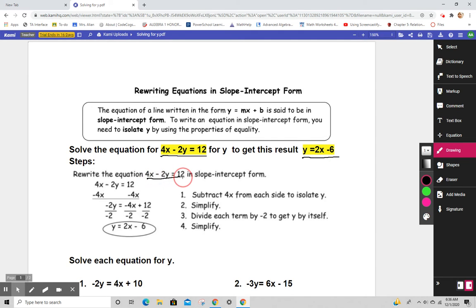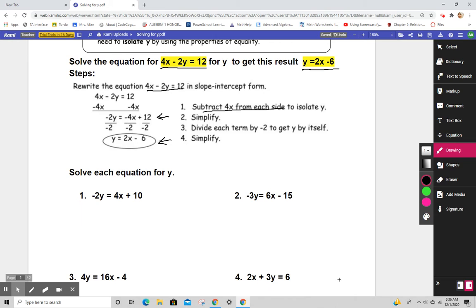So we started with this. We subtracted 4x from each side, as you can see here, which gave us this result. Then we divided each term by 2 to give us this final result. Okay, and that's what we're going to do with each one of these problems. We're going to solve them for y.